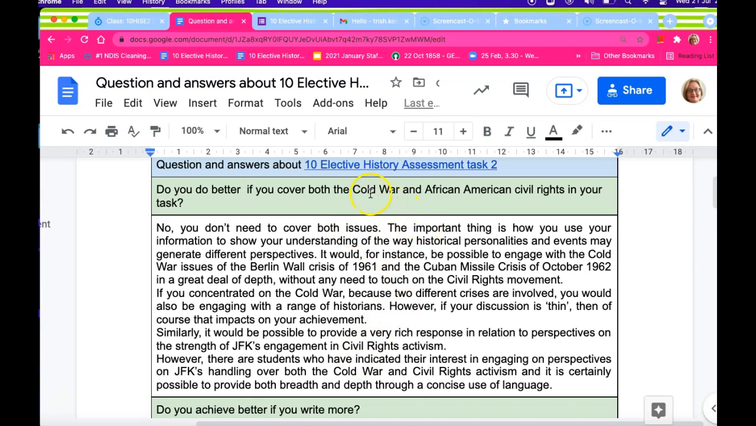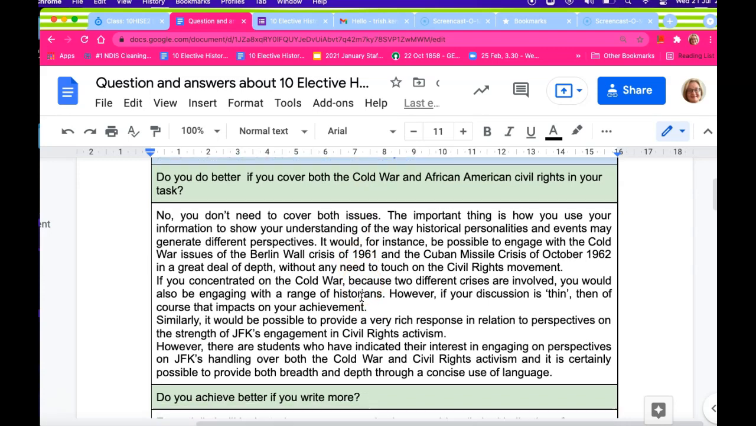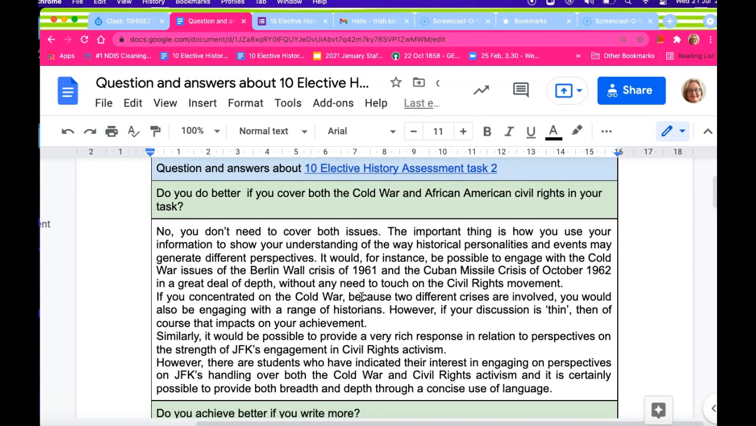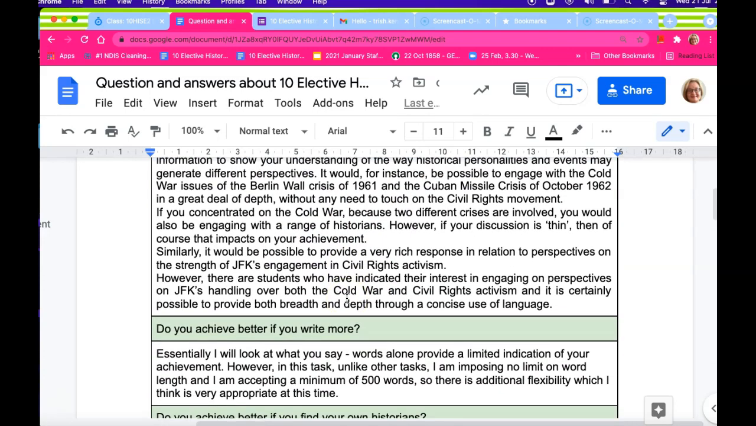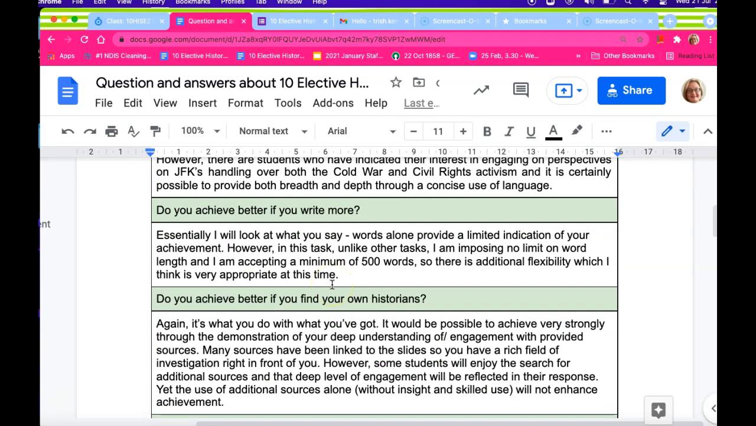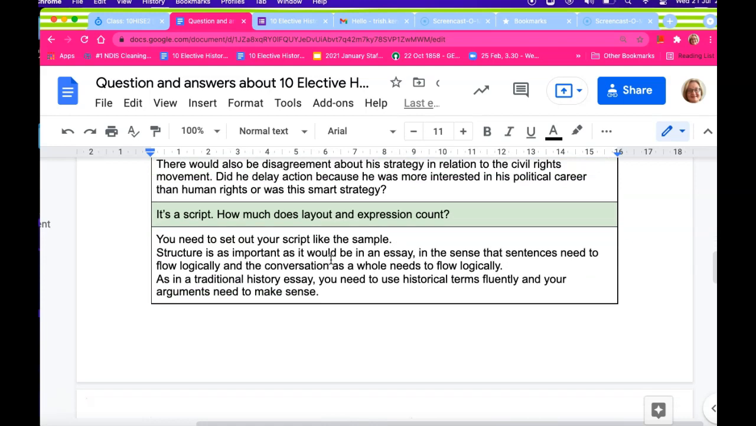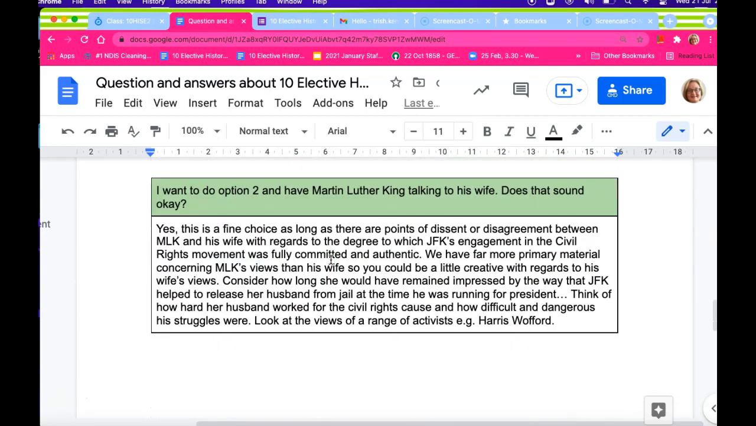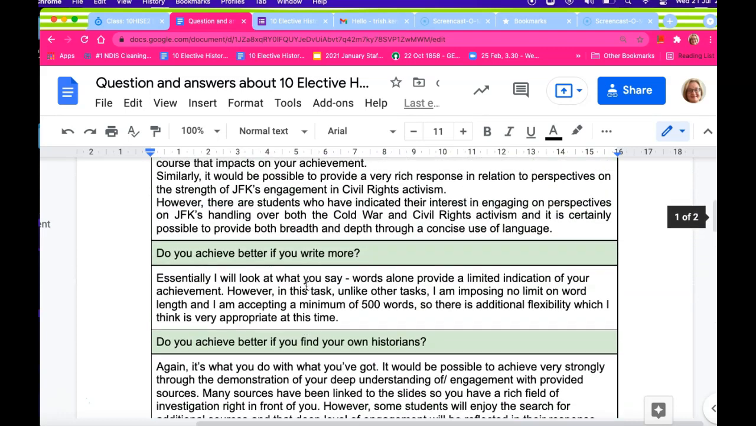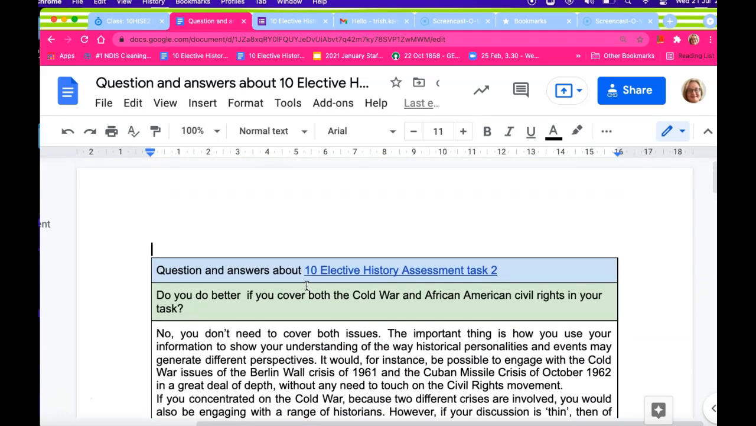Someone might select just the Cold War and do a really in-depth, sophisticated job, or not. It really depends on what you do with the information that you provide and that has been provided for you on those slides. So read through this. Do you achieve better if you write more? Not necessarily. Read the answer to that, and so on. I don't think I need to go through all of these and read them aloud, but just note that they are linked to that particular Compass page.